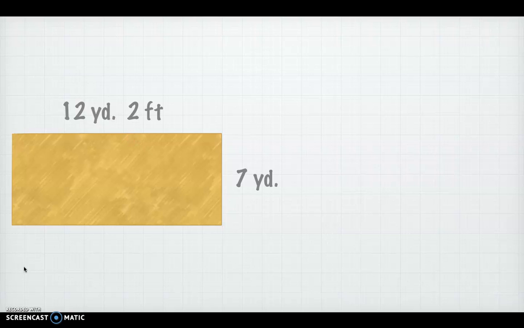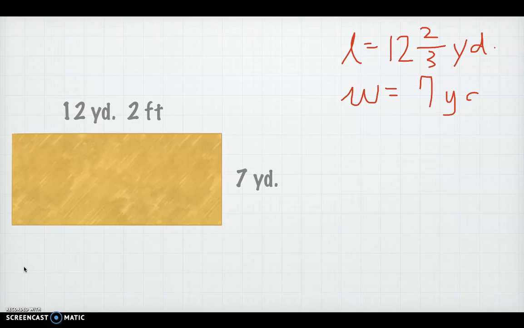I do know that there are 3 feet in 1 yard. That means 2 feet is less than a yard, so the 2 feet is going to end up being a fraction. So my new length is going to be 12 and 2/3 yards. And the width is already in yards, so I don't have to do anything. You just copy down the width, which is 7 yards.